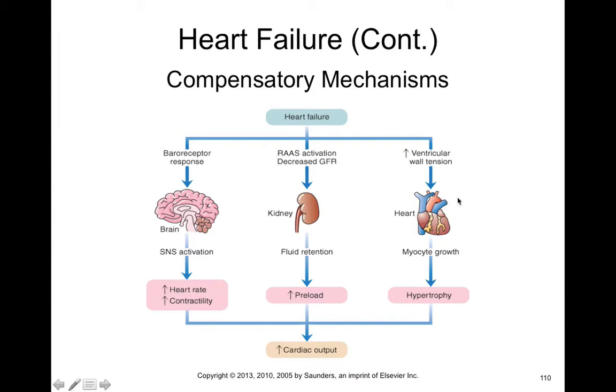Now, in terms of the heart itself, what we find is that with an increase in ventricular wall tension, this can stimulate the growth of new cardiomyocytes, or heart muscle cells, and so that can lead to heart muscle hypertrophy. And by having more heart muscle available to contract, this is more of a long-term effect of heart failure, over time that can lead to an increase in cardiac output as long as there's not too much hypertrophy.